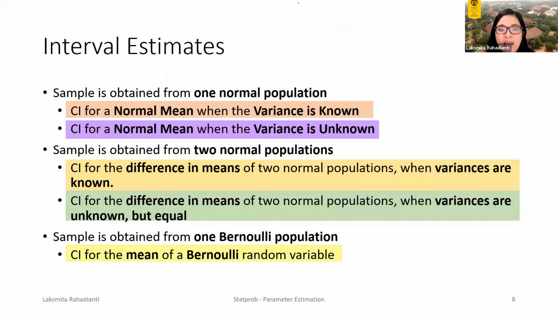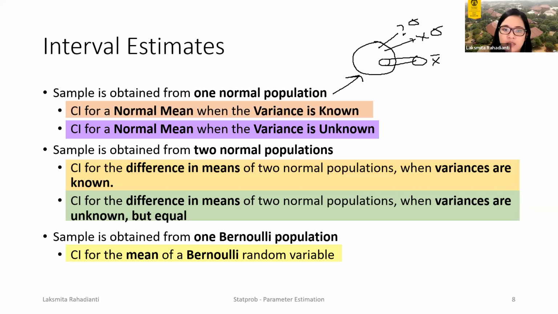Second is when I have two normal populations. Let's say here, I'm going to change the color. Say I have two populations. So I'm going to first do the first one. This is the first case. I have an X from here, and I have two cases. Either I know the standard deviation of the population, or I do not know the standard deviation.